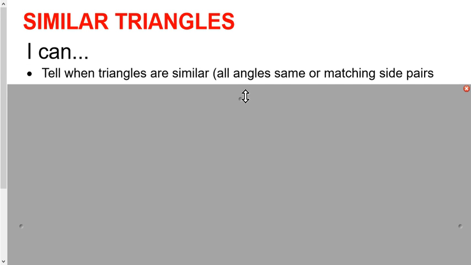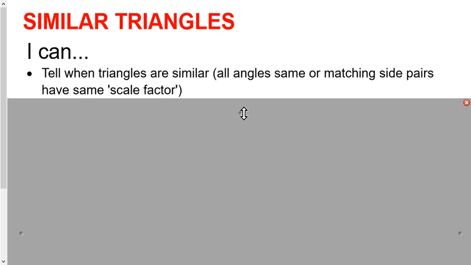We're looking at similar triangles. This is the first one that we looked at in this set. Can you do the following things? If you can, that means you're ready for similar triangles. So our first one is tell when triangles are similar.